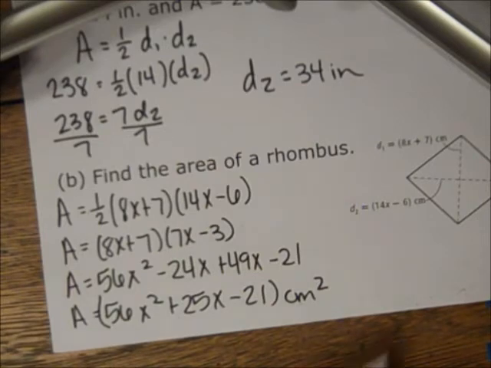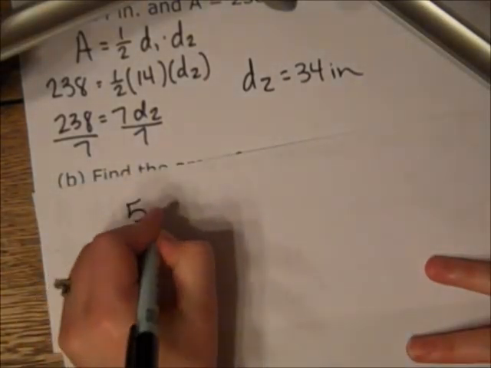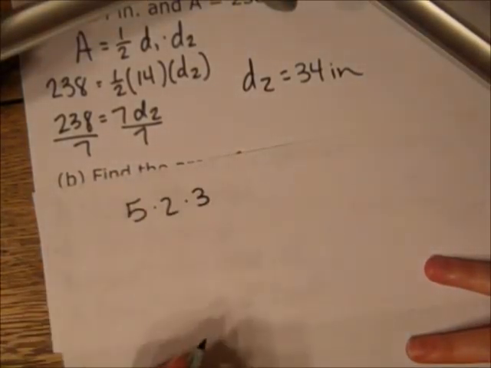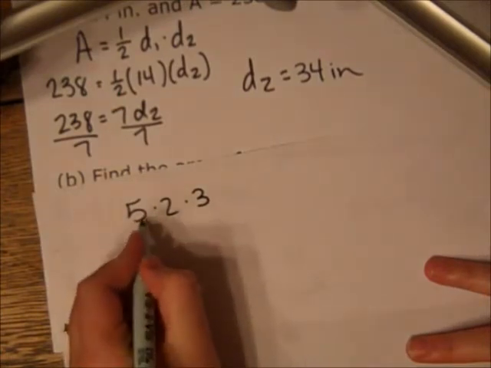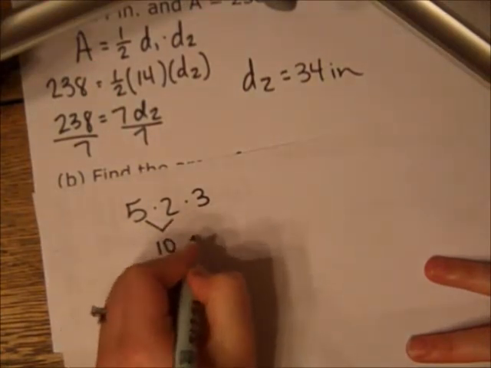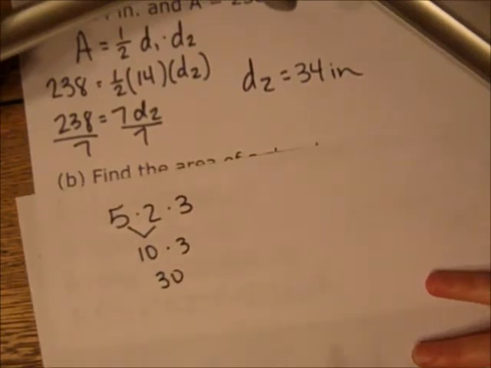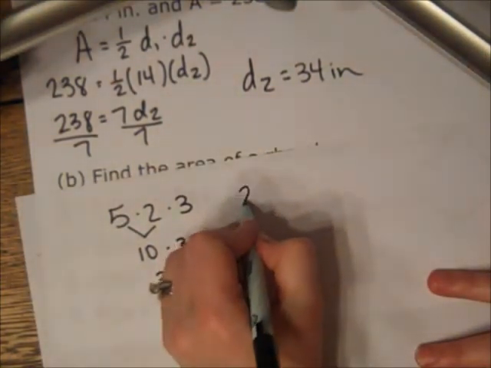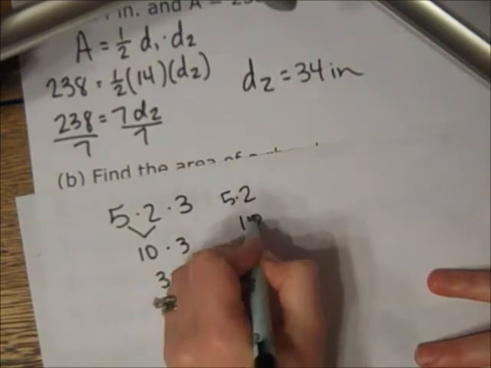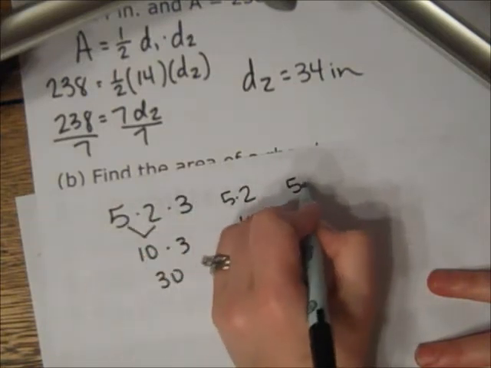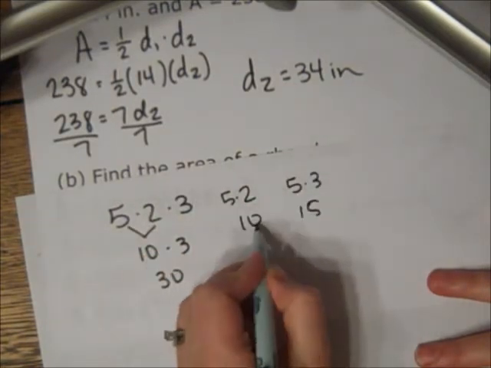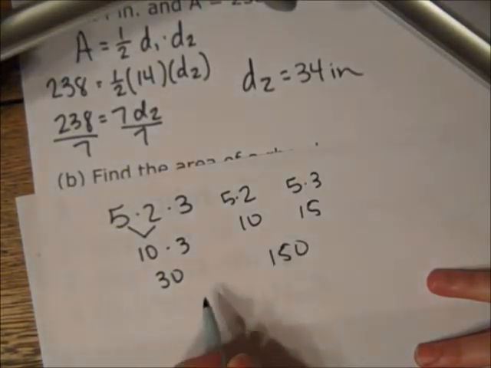Think about it with regular integers. If I told you to do 5 times 2 times 3, you would most likely do, okay, 5 times 2 is 10, and then times 3 is 30. But if you did the distributing thing, you would say 5 times 2 is 10, and 5 times 3 is 15. 15 times 10 is 150.